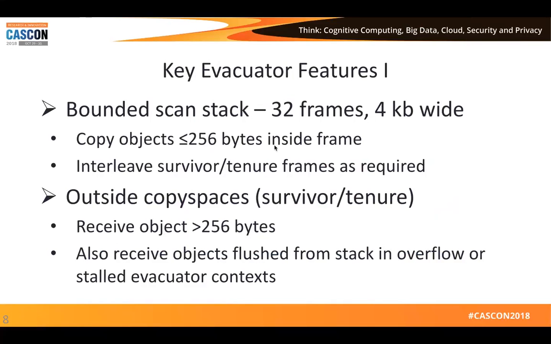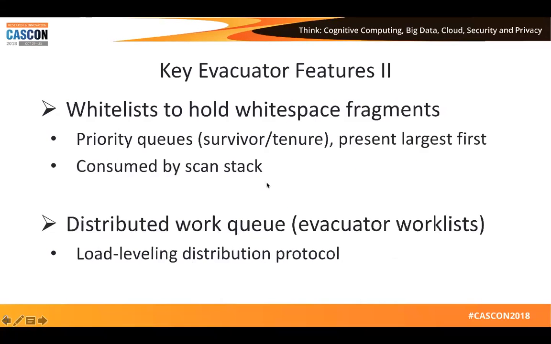We have whitelists. There's a whitelist for survivor. There's a whitelist for tenure. A whitelist is basically a priority queue or a heap, as in heap sort. It can contain up to 15 fragments, white space fragments, and it always presents the largest fragment on top. So we keep all of these remainder fragments that we trim off of copy spaces at the end. Typically, they're less than 768 bytes. They can be larger in some cases, but they always go on a whitelist.